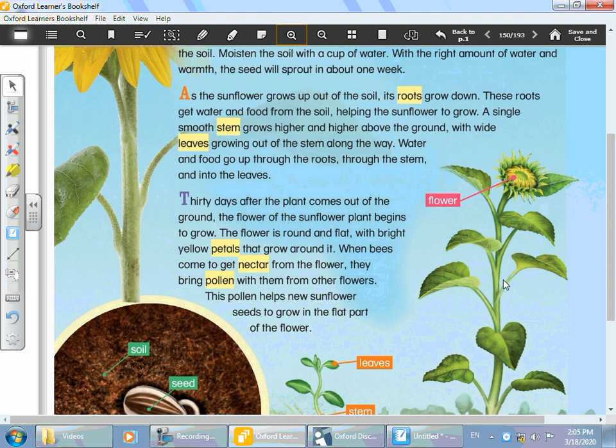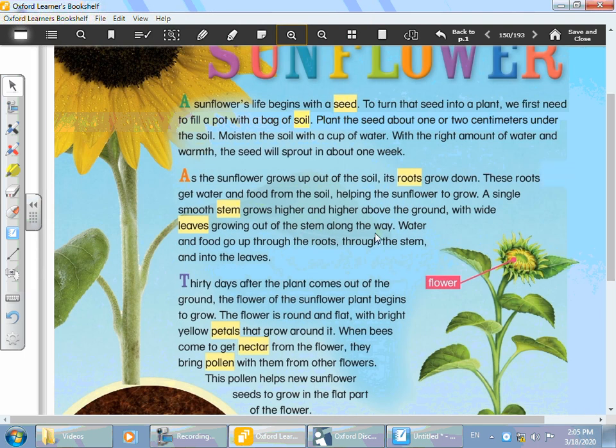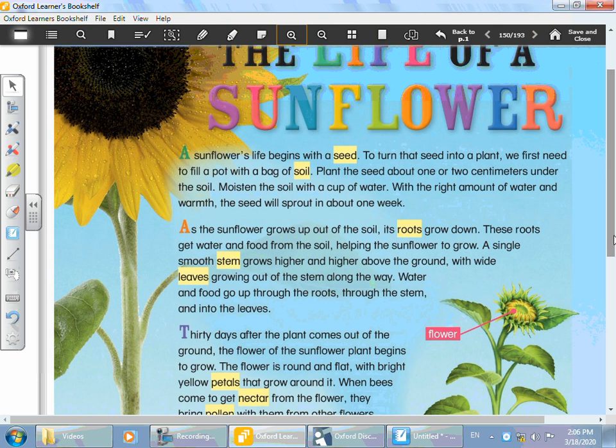Okay? So let's continue. The flower is round and flat with bright yellow petals that grow around it. Okay? When bees come to get nectar, remember we said the nectar, it's what? It's the liquid. Excellent. It's the liquid from the flower. They bring pollen with them from other flowers. How? Because we said that the pollen, it's made out of powder, so it gets stuck to them. Yes, it sticks to them.